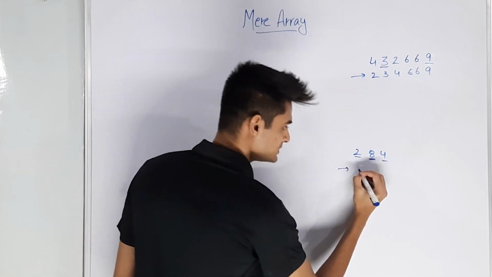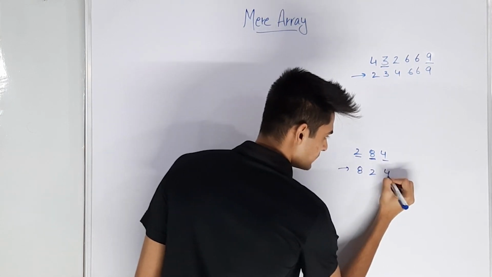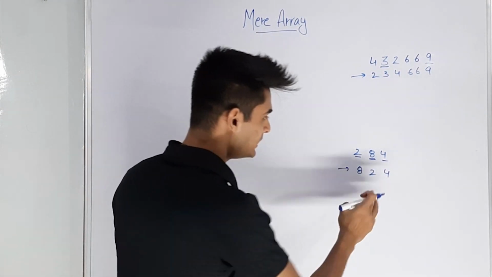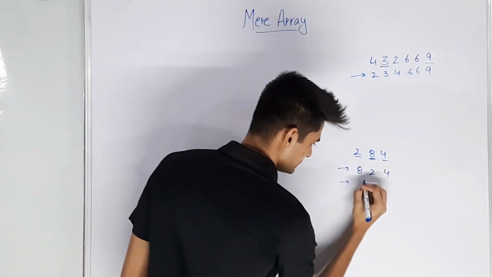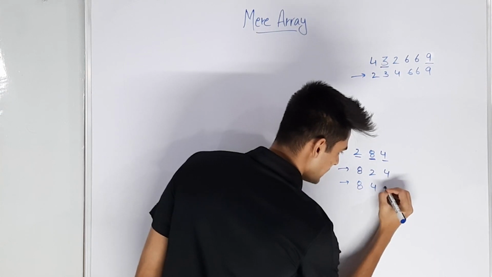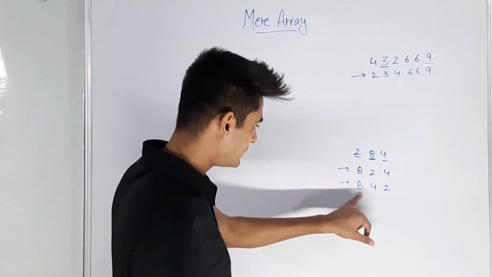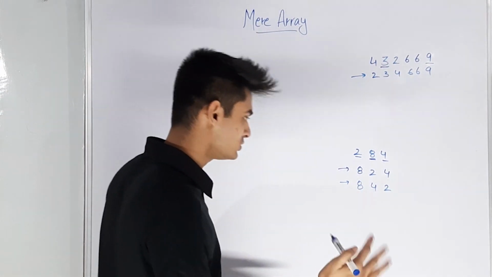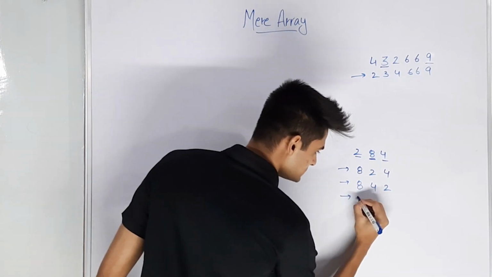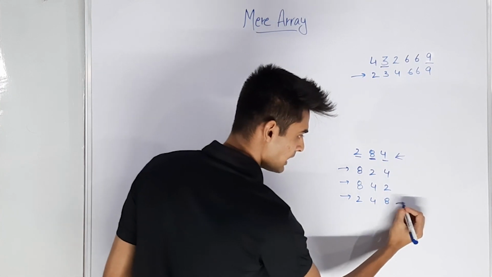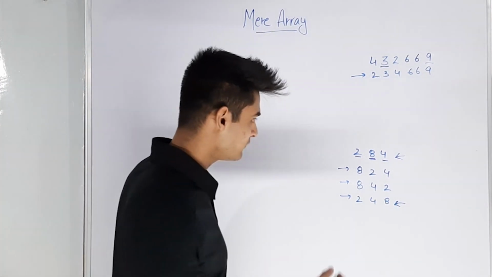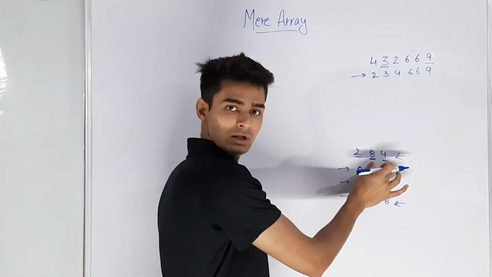So the new array becomes 8, 2 and 4. Now again, we know that the GCD of 2 and 4 is 2. Therefore, we can swap these two elements. So let's say the new array becomes 8, 4 and 2. Now again, we know that the GCD of 8 and 2 is 2, so let's swap them back. So the new array becomes 2, 4, 8. If we look at this array now and the original array, we can say we indirectly swapped these two elements.